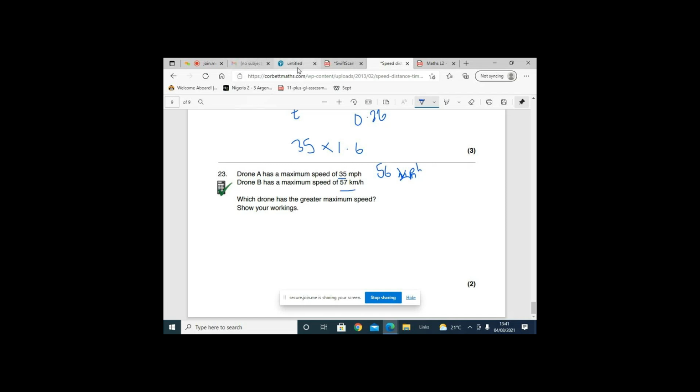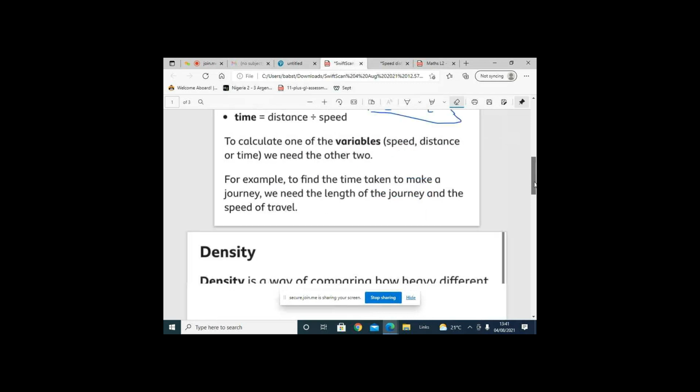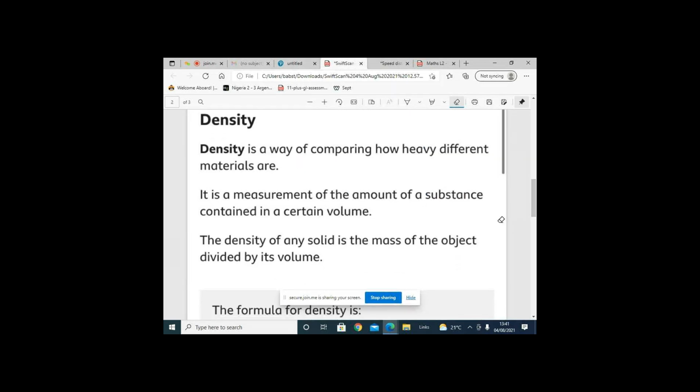So the other part is this. I'll give you questions this time around for you to practice because this one requires a lot of practice. The other one is density. Density is a way of comparing how heavy materials are. So the one that is highly dense will have a higher value. For example, the amount of substance contained in a certain volume, that is the definition of density.